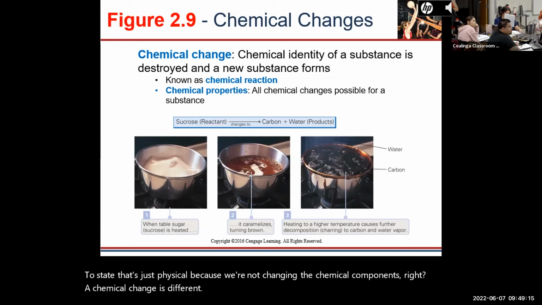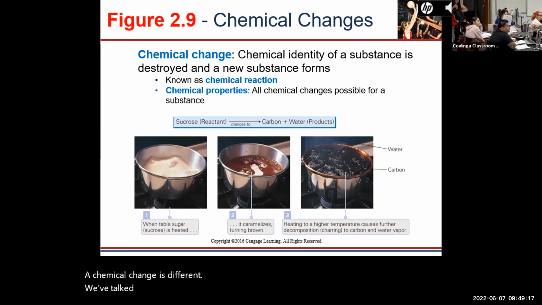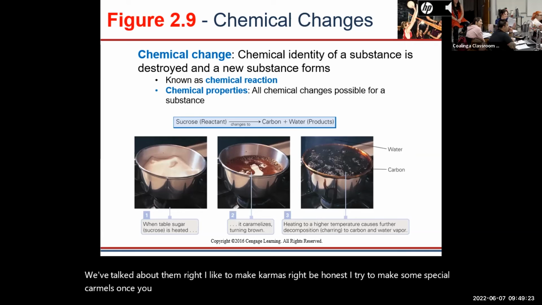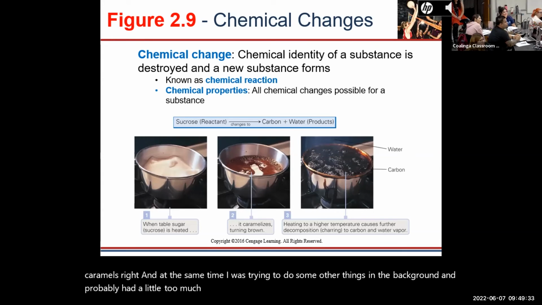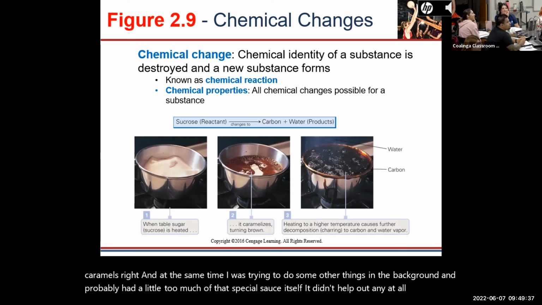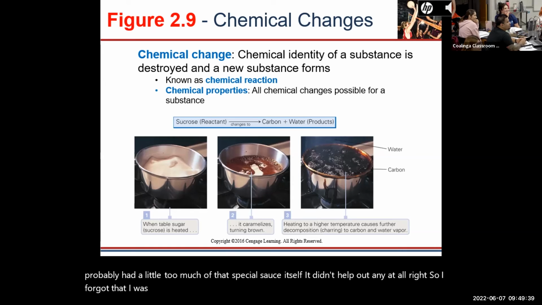So we talked about cooking, right? I like to make caramels. I had to make some special caramels once, friends gave me some extract and stuff like that. And I told them, I'll hook you up with some caramels. At the same time, I was trying to do some other things in the background and probably had a little too much of that special sauce itself. It didn't help out any at all, right?